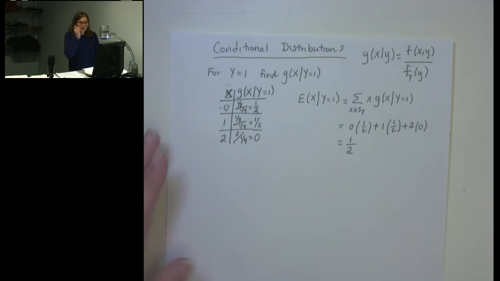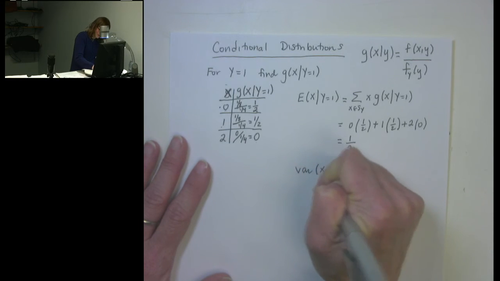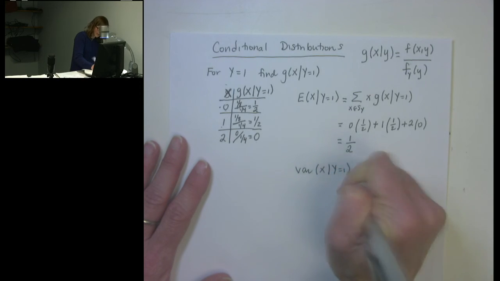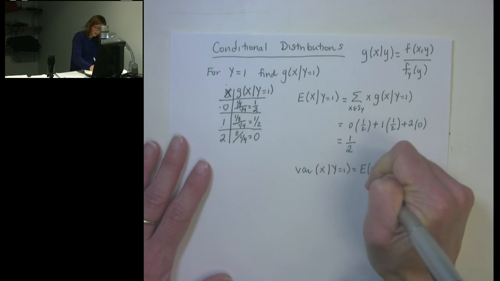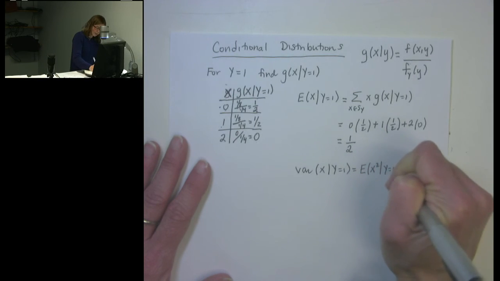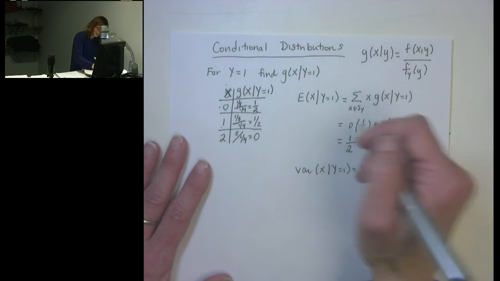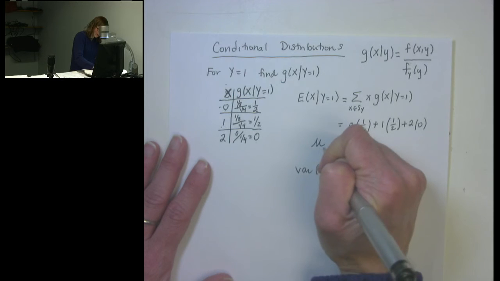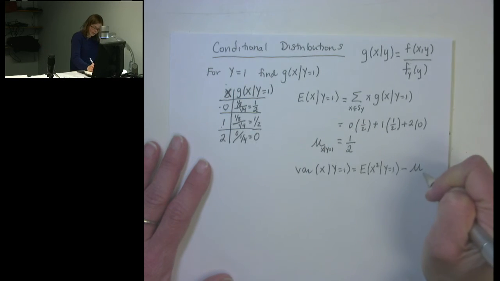To find the variance of x given that y is equal to 1, I'm first going to find the expected value of x squared given that y is equal to 1, and then I'm going to subtract off, and we can use the notation here, the mean of x given y is equal to 1, and I'm going to subtract off that mean squared.